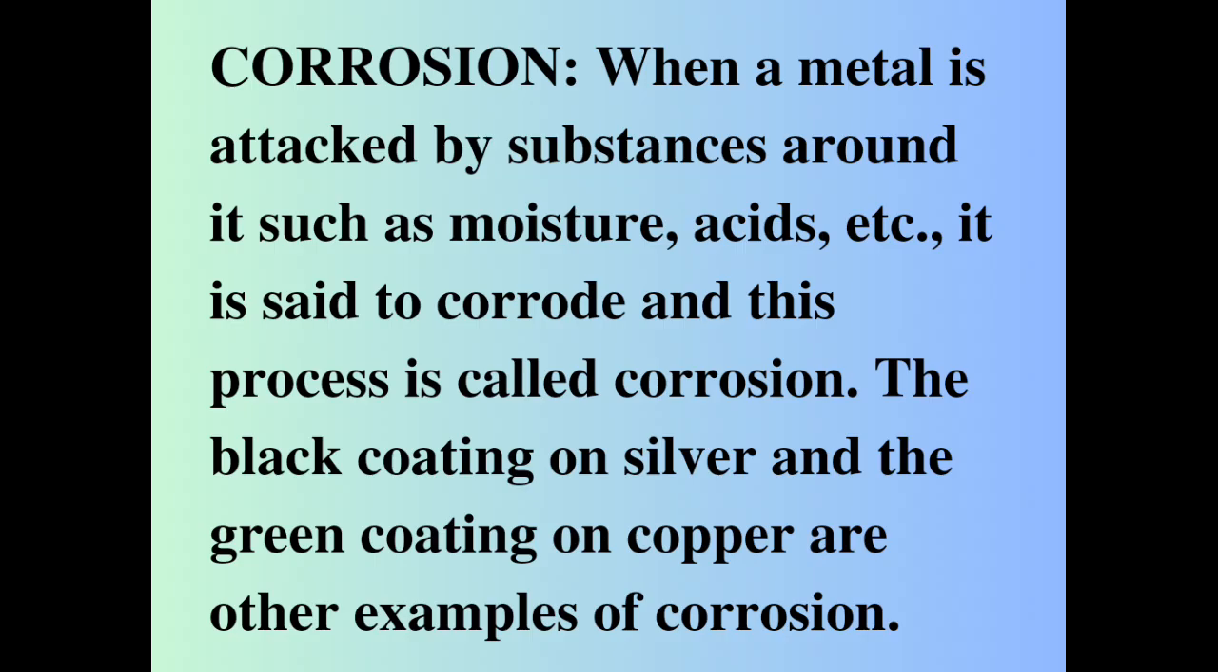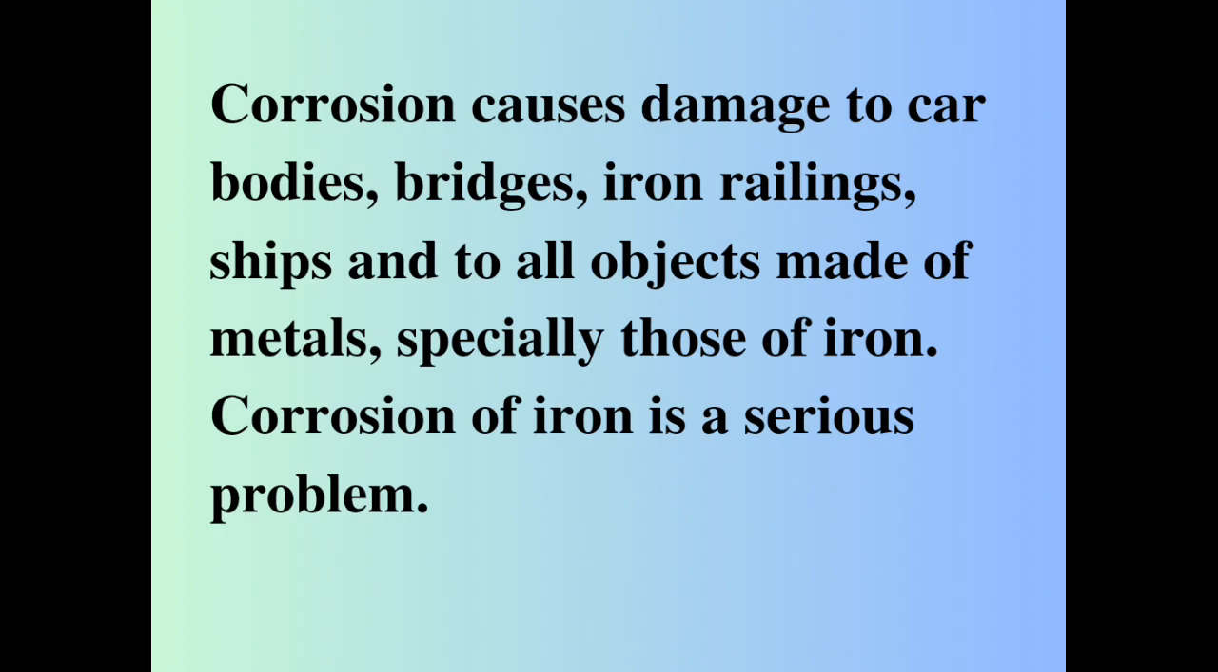Corrosion. When a metal is attacked by substances around it, such as moisture, acids, etc., it is said to corrode, and this process is called corrosion. The black coating on silver and the green coating on copper are other examples of corrosion. Corrosion causes damage to car bodies, bridges, iron railings, ships, and to all objects made of metals, especially those of iron, that is called rusting. Corrosion of iron is a serious problem.